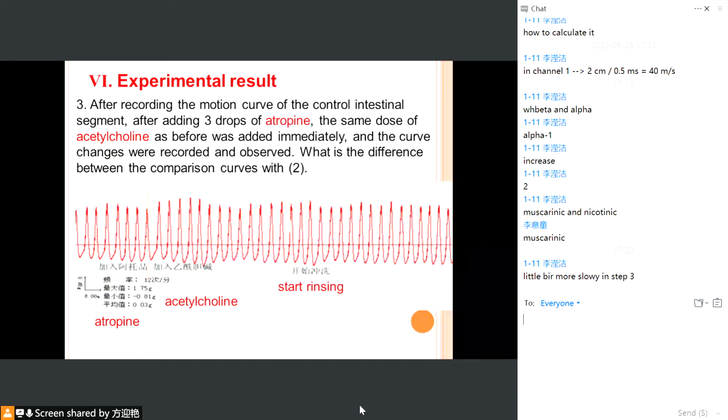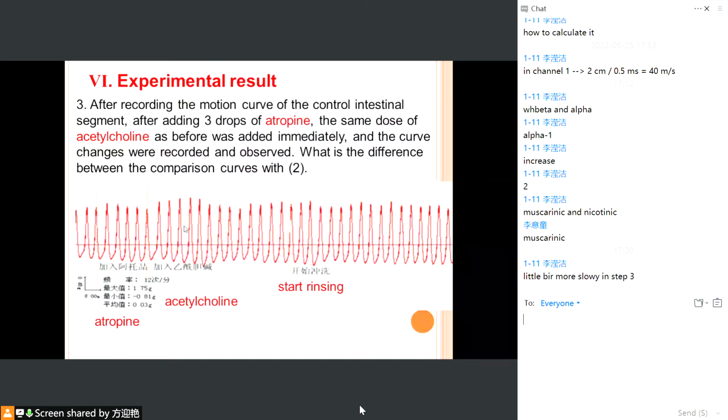Understand here? Yes, Sasha. I hope that in the future, when you do an experiment or find a phenomenon in the clinic, you can find the nature based on that phenomenon. Based on step 2 and step 3, we found that ACH acts on the smooth muscle through the M receptor, not the N receptor, because of the drug atropine.